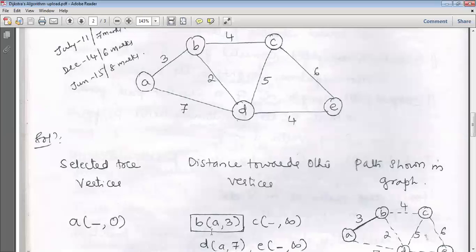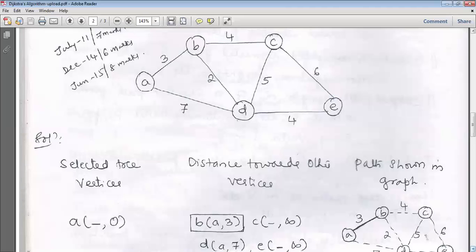Then among these, whichever is the least has to be considered. So we start with one vertex, then we go on adding the next vertices. Which vertex are we going to add? The vertex with the least distance will be added. The least distance is 3, so that will be added. So B is added: the edge from A to B is considered with the distance 3.